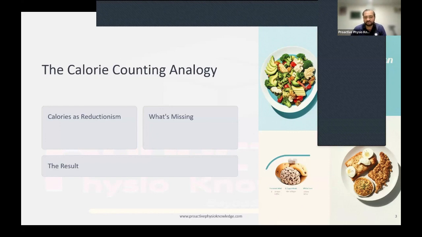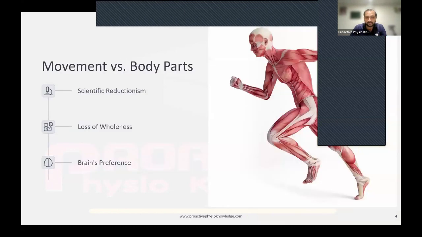However, these two types of foods can have very different metabolic effects despite having the same number of calories. So the result: despite our increasing focus on calorie counting, body fat percentage has generally worsened over time, suggesting that calories alone do not tell us the full story about nutrients and health. The same thing happens in the movement pattern.